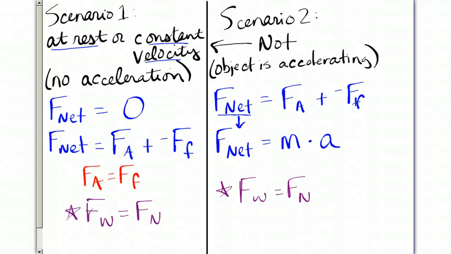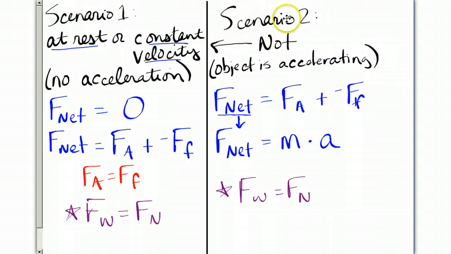Okay, recall from our last video that we have two scenarios that we're dealing with. First, if your object is at rest or at constant velocity, therefore it's not accelerating, and therefore the F net is going to equal 0, which means our applied force and frictional force are equal to each other, and our force of weight is going to equal the normal force.